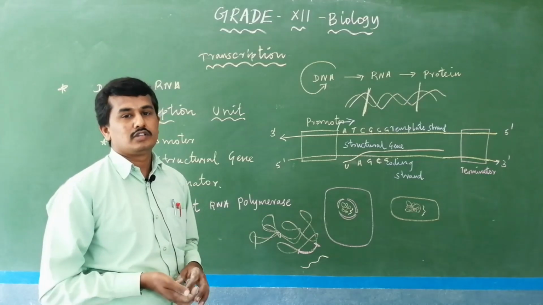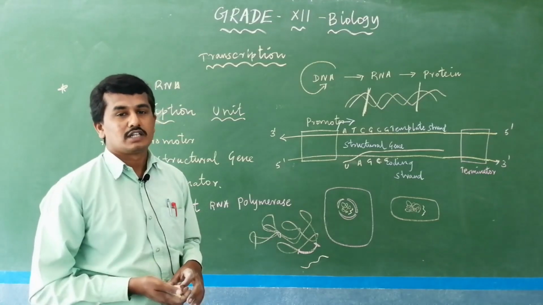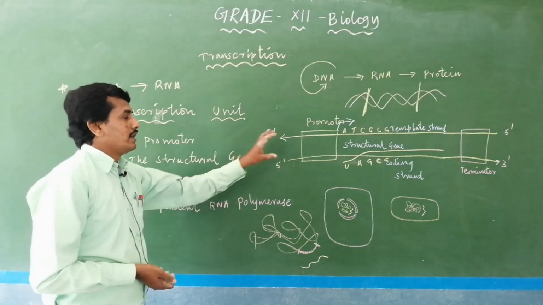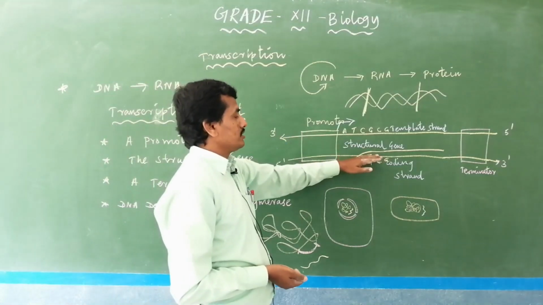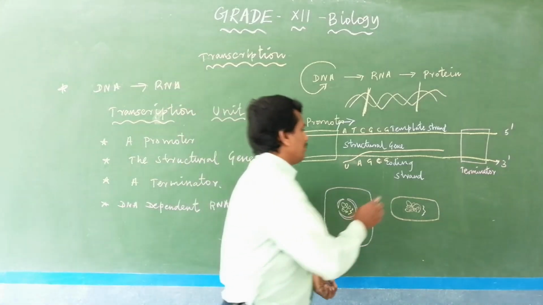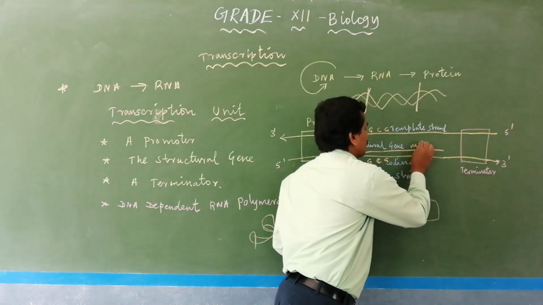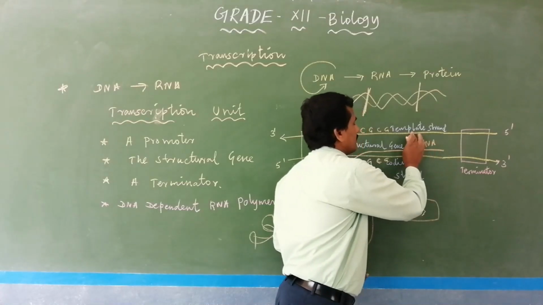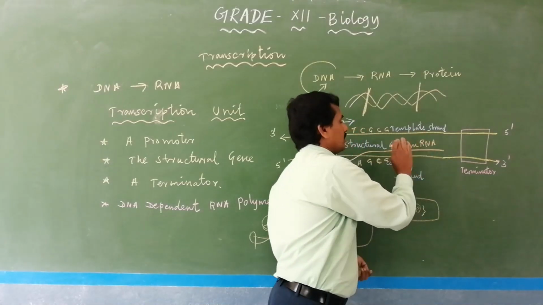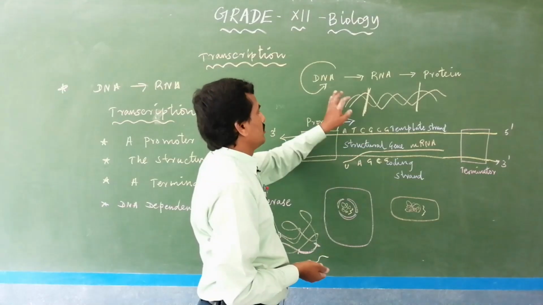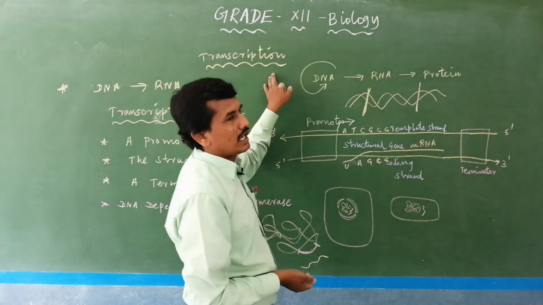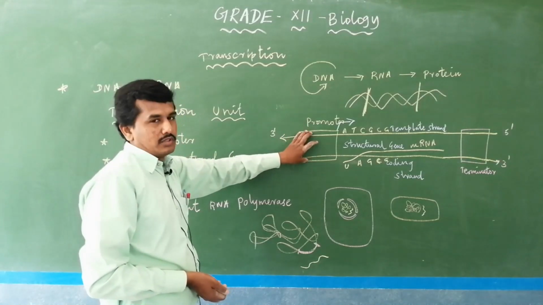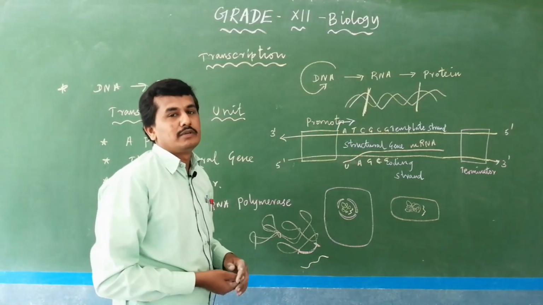The process is nothing but what? Transcription. During transcription one DNA strand is copied into mRNA, messenger RNA. So when a DNA template strand is converted into mRNA, the process is transcription. Transcription starts from the promoter region and ends in the terminator region.